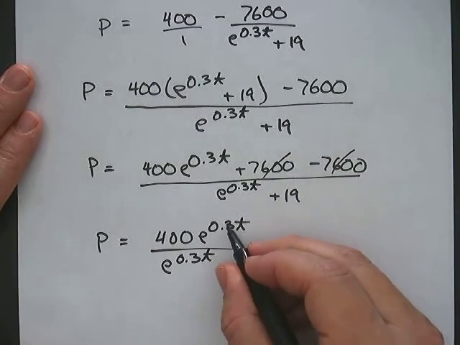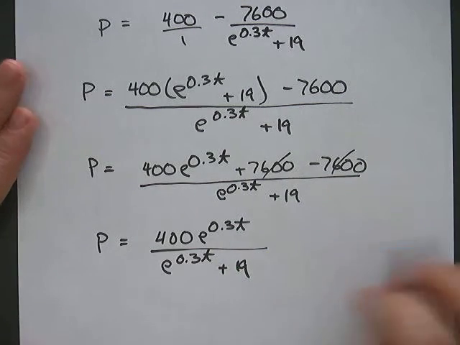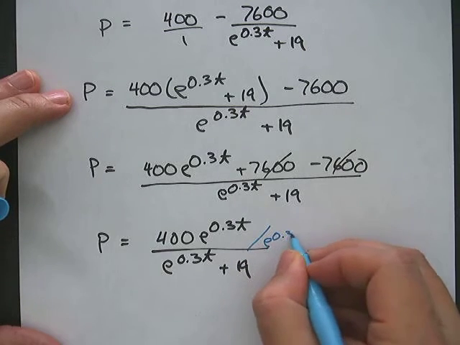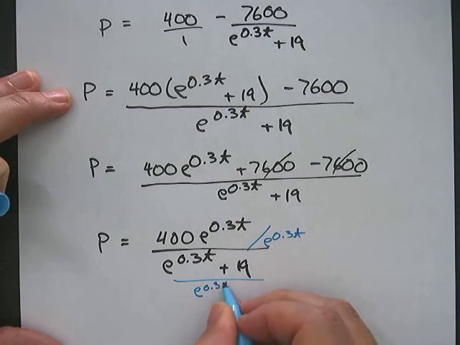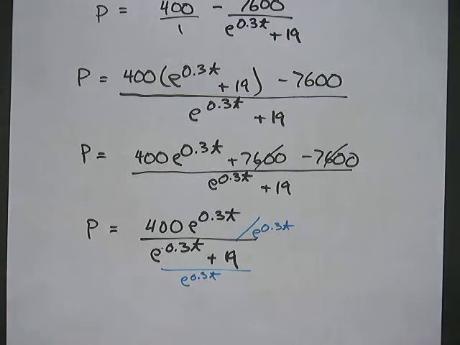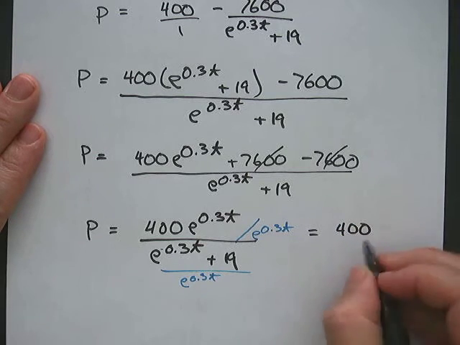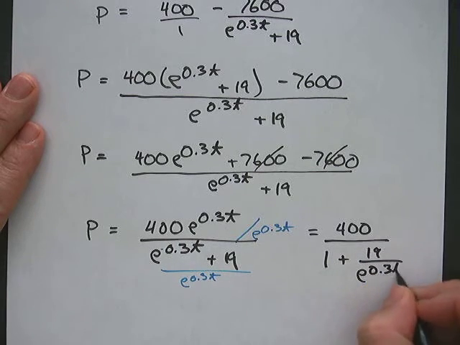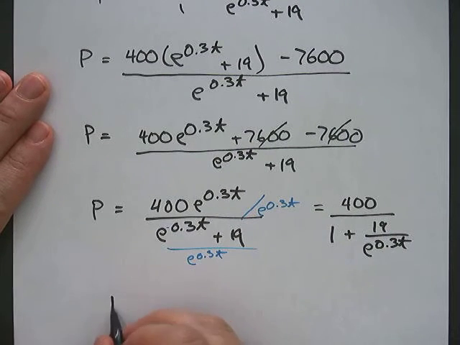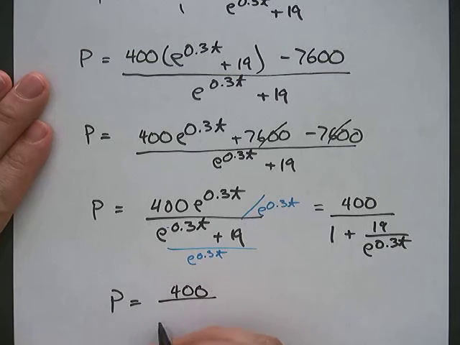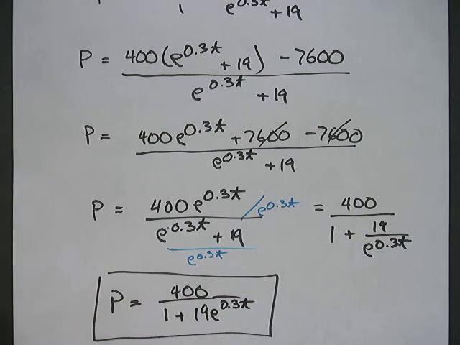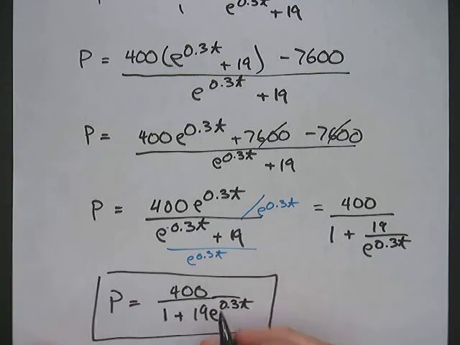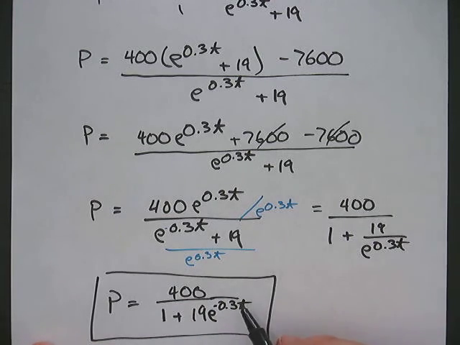There's one more thing you could do. You could divide the top and bottom by e to the 0.3t, separately here and here. That gives me 400 over, this becomes a 1, plus 19 over e to the 0.3t. And if you want to write that without having a fraction within a fraction, your final answer could be 400 over 1 plus 19 e to the negative 0.3t. Let me put that negative sign there. We brought that up, it became negative, and that's your final answer.